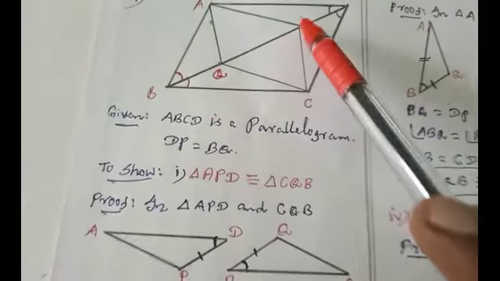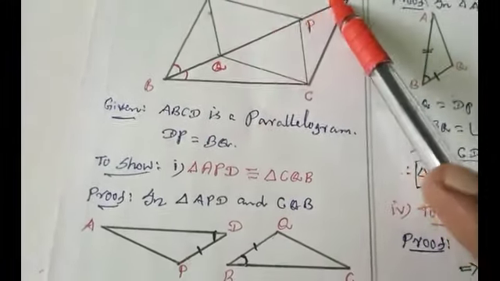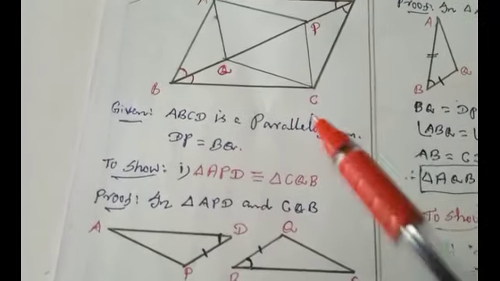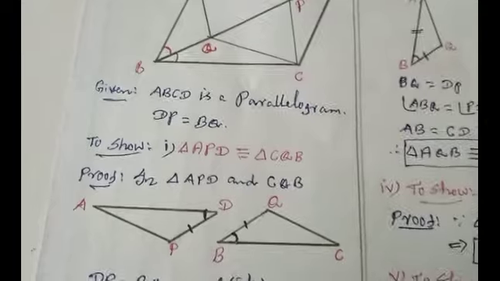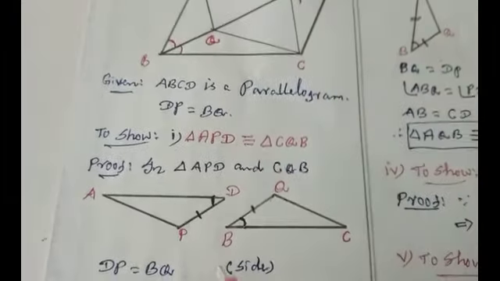Triangle APD, I have drawn over here, A, P and D. So this triangle and CQB. These two triangles are congruent, we have to prove. This is the first subdivision.